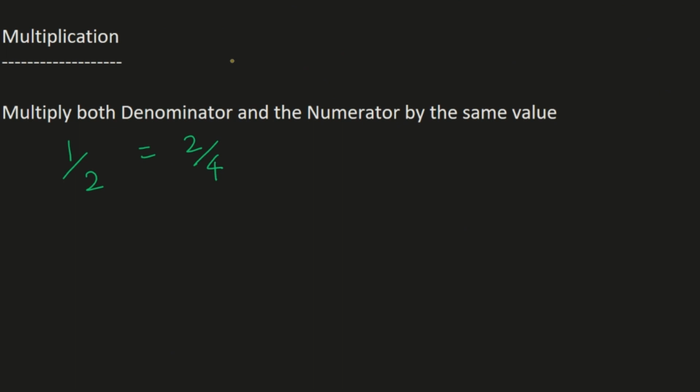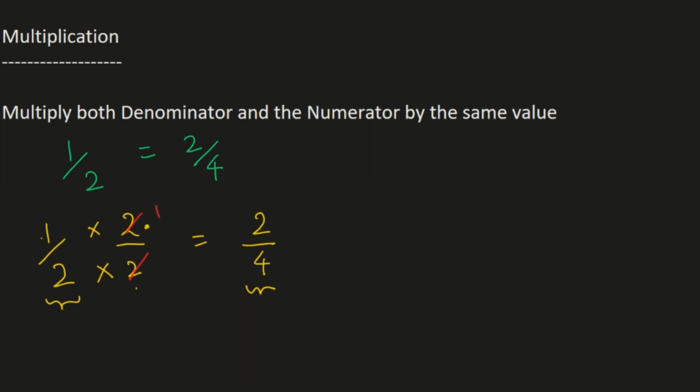What you can do is multiply both the denominator and the numerator by the same value. Here, if you multiply 1 by 2 and also 2 by 2, what do you get? 1 into 2, here 2; 2 into 2, it's 4 here. So now I'm saying that 1 upon 2 and 2 upon 4 are equal to each other, kids. So how does it come? If you divide 2 by 2, what's the value?